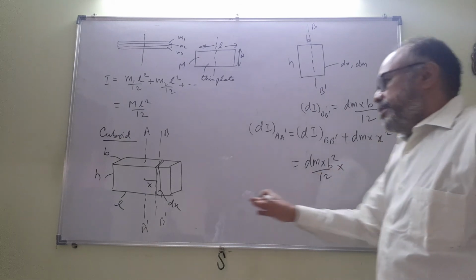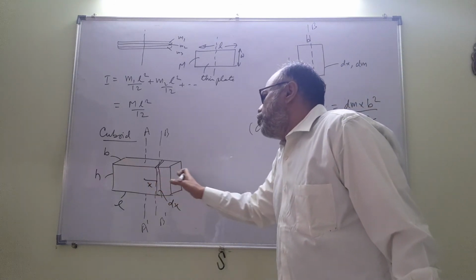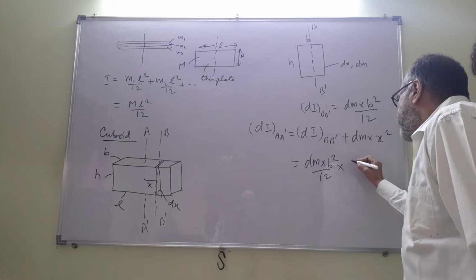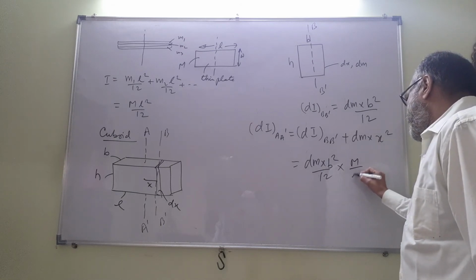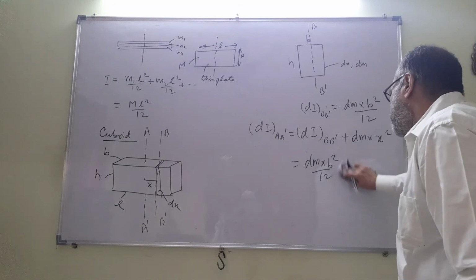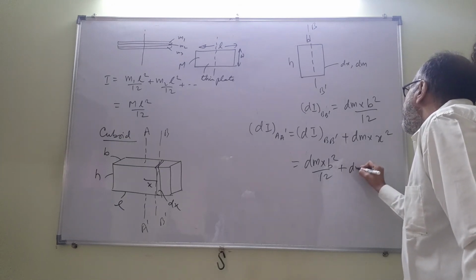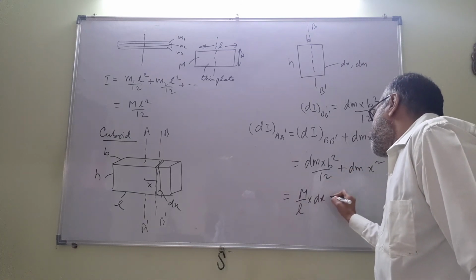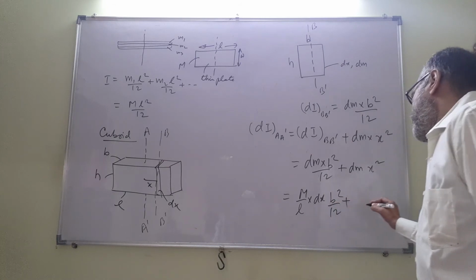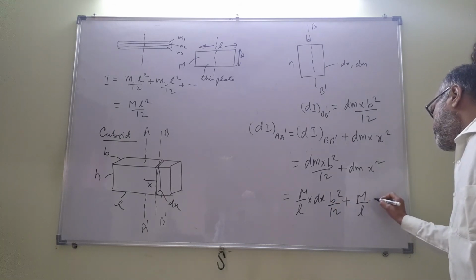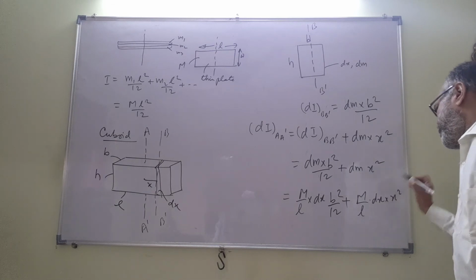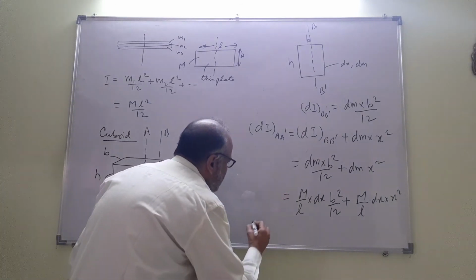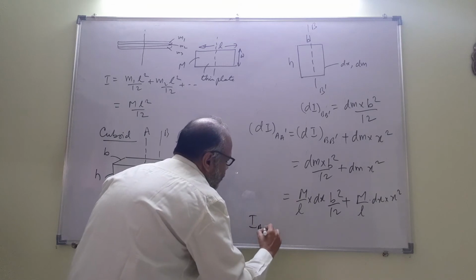What is dm? The mass will vary uniformly with length since the area of cross section is constant. So you will have this as m by L, plus dm x squared. Let's substitute for dm. dm will be m by L into dx, b squared by 12, plus m by L into dx into x squared. So let us integrate this.